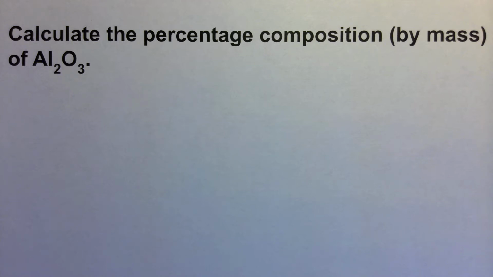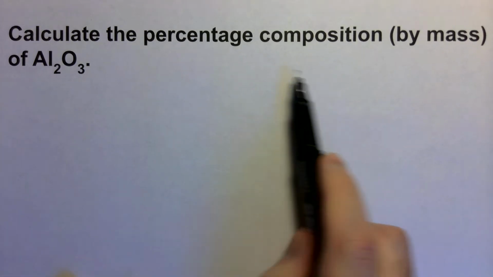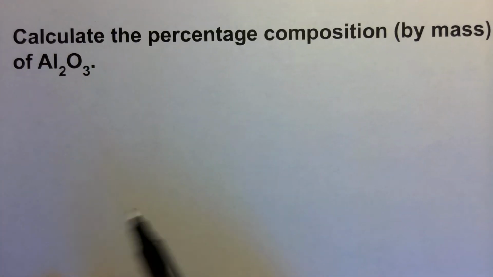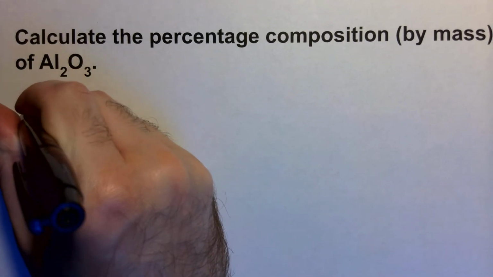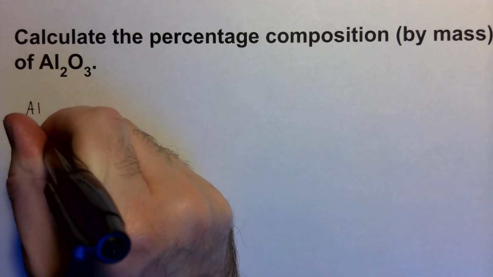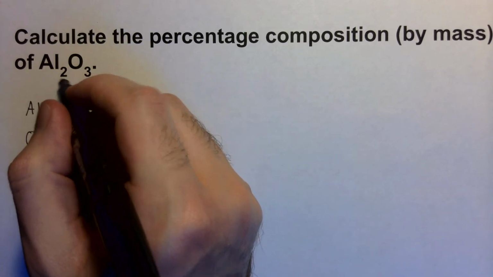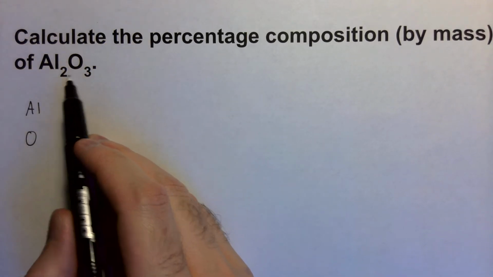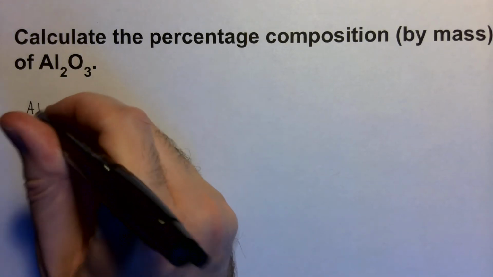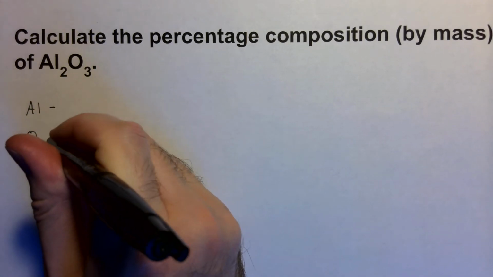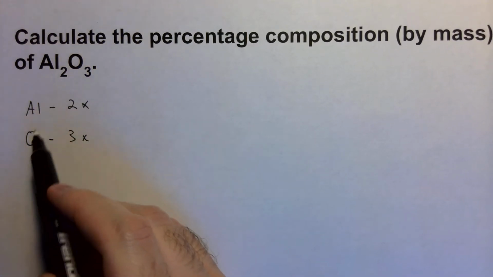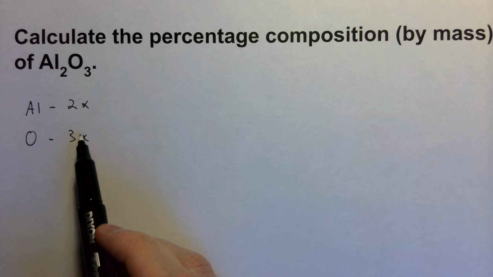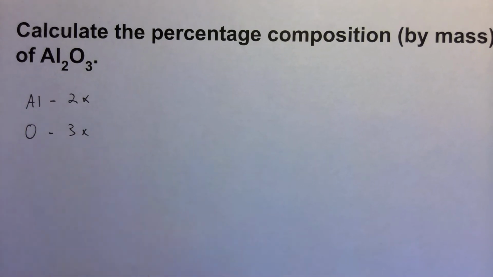Now, when determining percent composition, our first step should be to find the molar mass of this compound. So we know here we're looking at some aluminums and some oxygens. And we've already gotten pretty good at looking at the number of atoms in the compound to determine what the molar mass is going to be for each of those elements. So there's 2 aluminums and there's 3 oxygens.